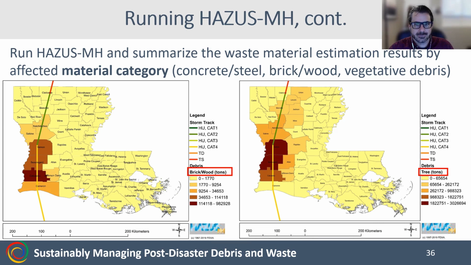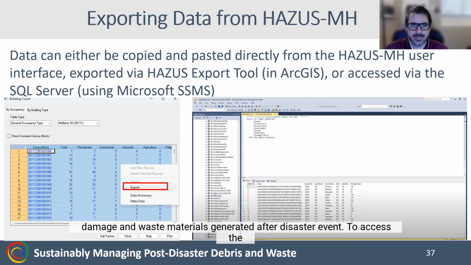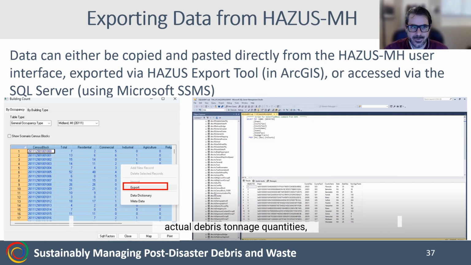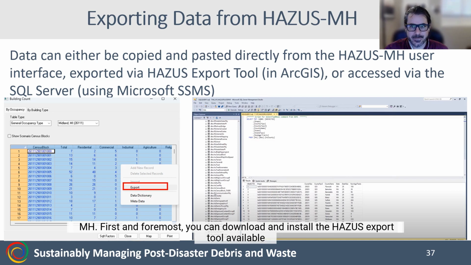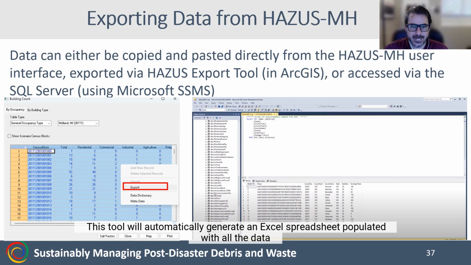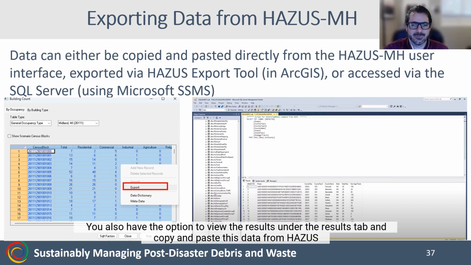The results shown on previous slides are important graphical approaches to observe the extent and location of damage and waste materials generated after a disaster event. To access the actual debris tonnage quantities, there are a few options you can select to export your data from HAZUS-MH. First and foremost, you can download and install the HAZUS export tool available from FEMA and ArcGIS. This tool will automatically generate an Excel spreadsheet populated with all the data you need to conduct the virtual assessment report.